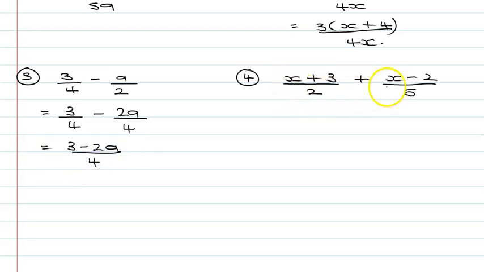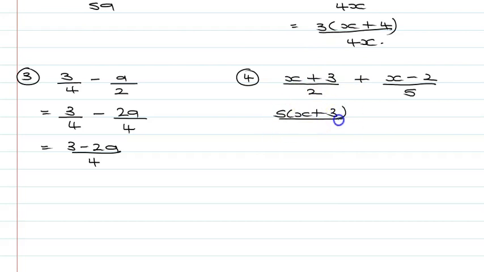Okay, now let's move on to a much more complicated simplification of adding fractions together. You can see here that the denominator of this one's 2 and that's 5. So the lowest common denominator between those is 10. So to get 10, I need to multiply this whole fraction by 5. So I'll do that first.